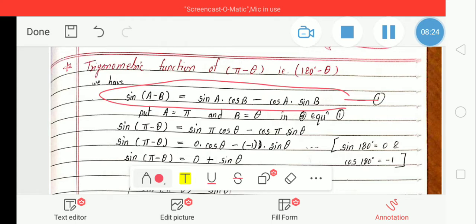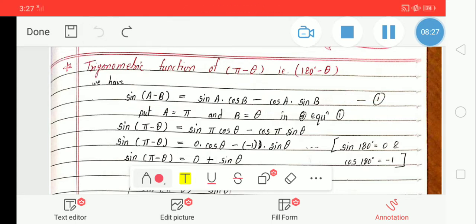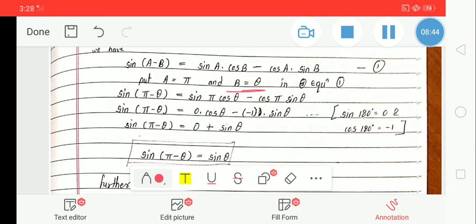We take this as equation number 1. Put a is equal to pi and b is equal to theta in equation number 1. So sin(pi minus theta) is equal to sin pi cos theta minus cos pi sin theta. We know that sin pi, meaning sin 180, is equal to 0 and cos 180 is equal to minus 1. So 0 multiplied by any number is 0, and minus times minus gives plus, giving sin theta. So sin(pi minus theta) is equal to sin theta.